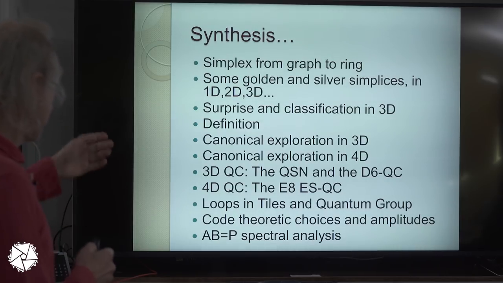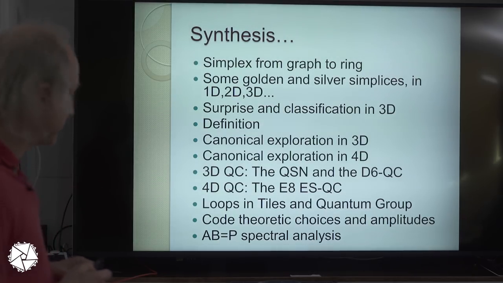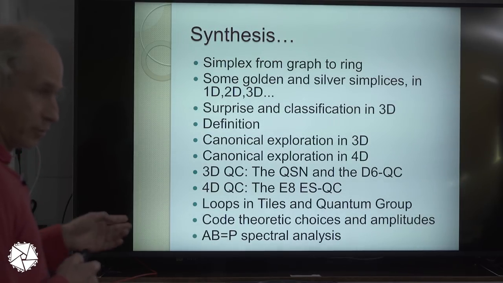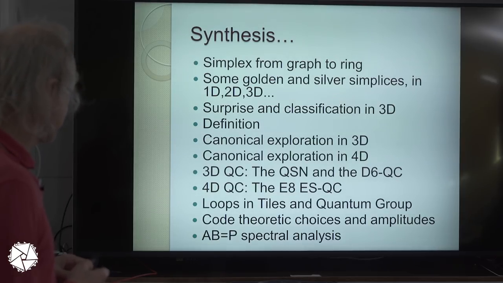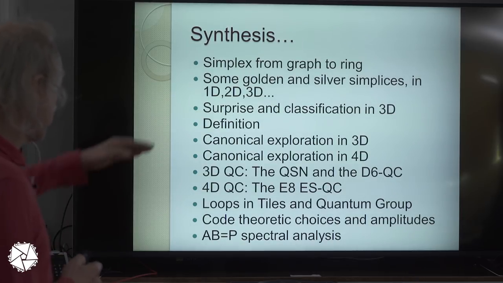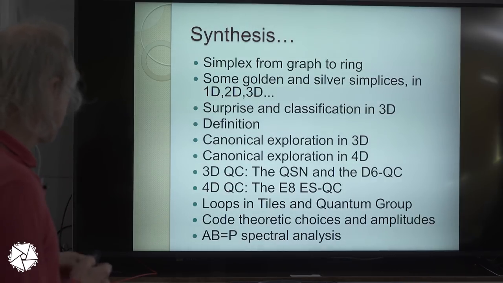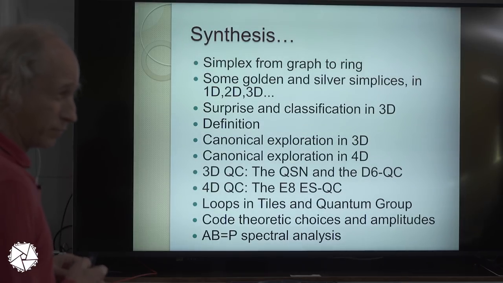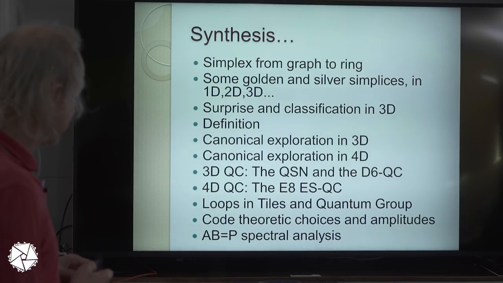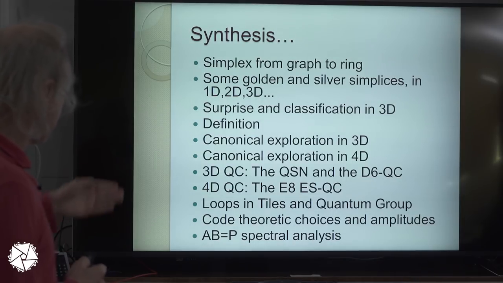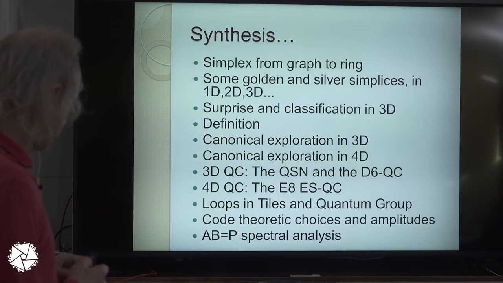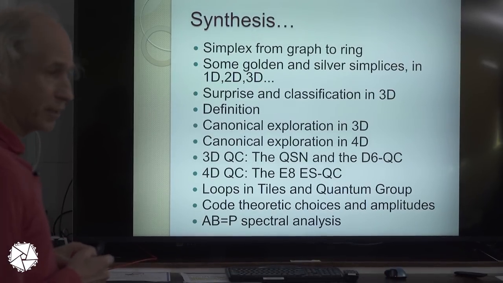And after that, we can try to do something with these simplices to identify loops in the tiles and quantum group, to compute a path integral and some amplitude using loop quantum gravity. This is a work that I began with Marcello. I will show what are the code theoretic choices and eventually amplitudes, which we can deduce from these simplices. And if I have time, I will show just a small spectral analysis of the AB equals P.